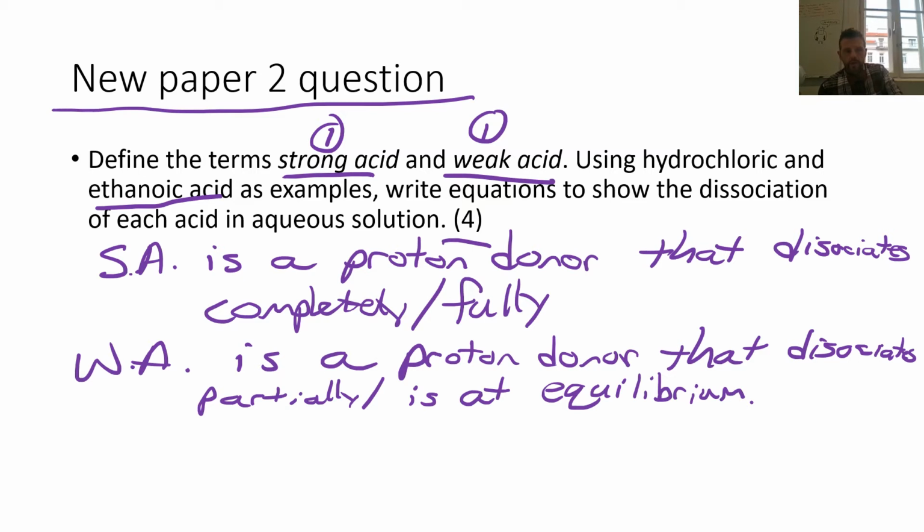All right, so then I'm going to color code these. My strong acid is going to be this, so HCl, and they want us to show it in aqueous solution. Okay, so the fact that they say aqueous solution, I'm going to panic because I don't know if this is important or not, and just do this: H plus Cl minus.